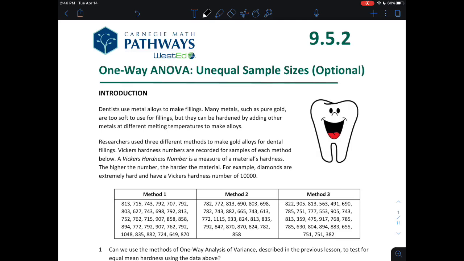Lesson 952, One-Way ANOVA, Unequal Sample Sizes. We finished Module 9 with a continuation of the previous section by continuing to look at ANOVA.